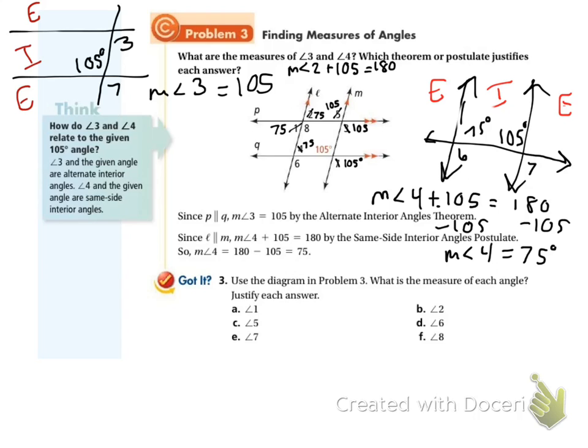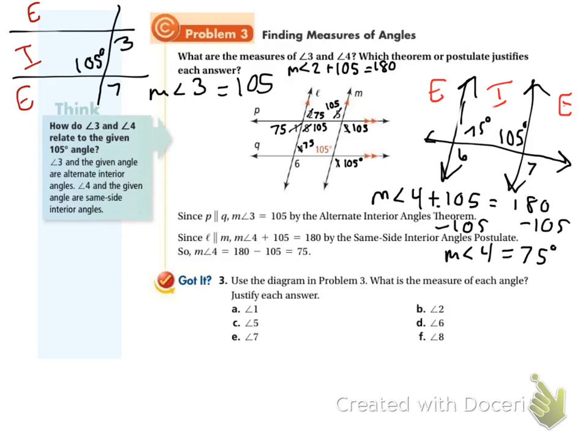A few of these, there's multiple different ways to get them. So if I look at angle 8, these guys here are same side interior angles, so I know they add up to 180. Or I can look at angle 8 and angle 5 because those are alternate interior angles, and I know alternate interior angles are congruent. So this is 105. I could have also gone this route with same side interior angles and I would have gotten the same answer.